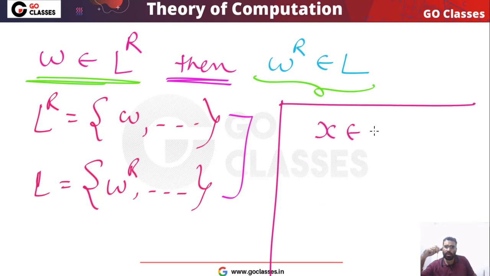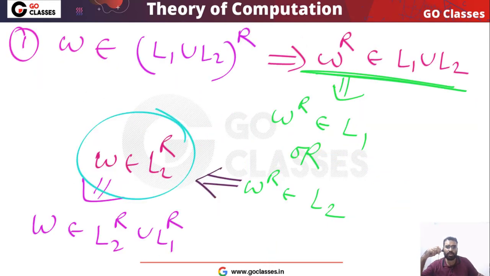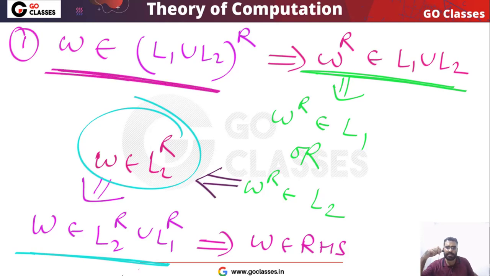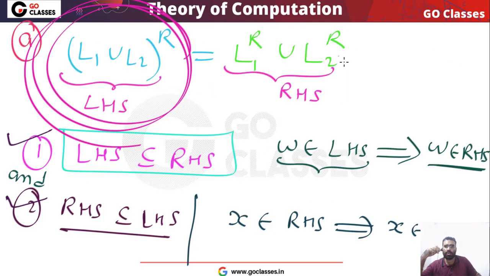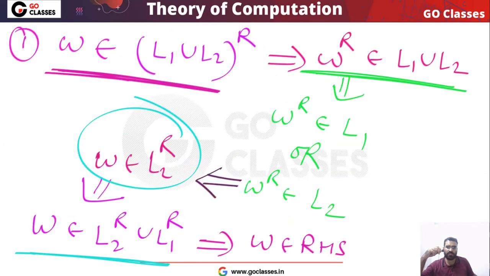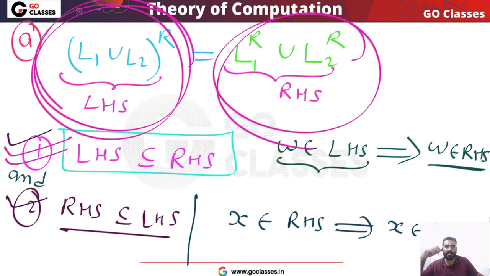These things we already know: if some element X belongs to A, then this element also belongs to A union B. Similarly, if W belongs to L2 reverse, then W also belongs to L2 reverse union L1 reverse. This is what we wanted to prove. We have proven that W belongs to RHS. So if W belongs to LHS, then it also belongs to RHS. Hence we have proven this first result.